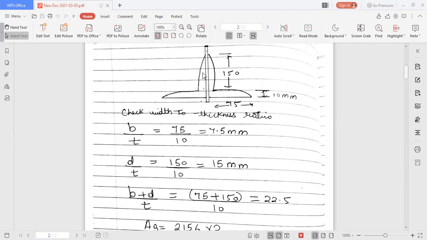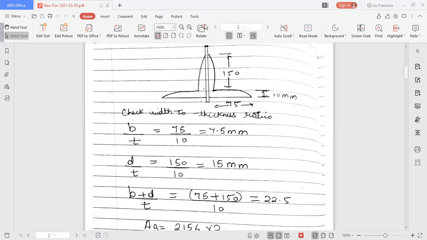ये बीच वाली जो है गसेट प्लेट है और ये दोनों एंगल सेक्शंस है that is of the size 150 by 75 by 10 mm. So the size of the angle section is given to you. Both the angles are of the same size, that is 150 by 75 by 10 mm. So first you need to check width to thickness ratio. For that, the same formulas you are going to use that you had used in the earlier two sums.